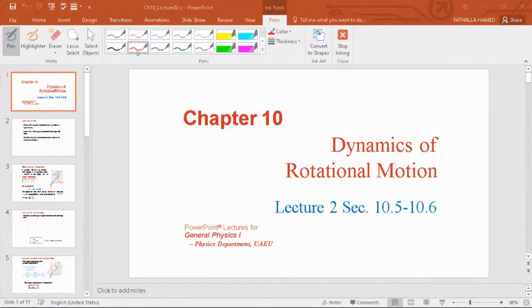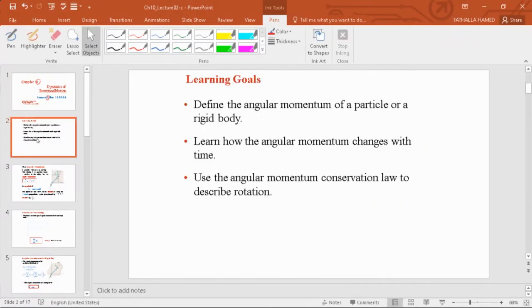Today we're going to look at the second lecture of chapter number 10, and the chapter basically still discusses dynamics of rotational motion. We always start with learning goals, and the learning goals for today's lecture: the first one, define the angular momentum of a particle or a rigid body. The second is learn how the angular momentum changes with time. And finally, use the angular momentum conservation law to describe rotation.